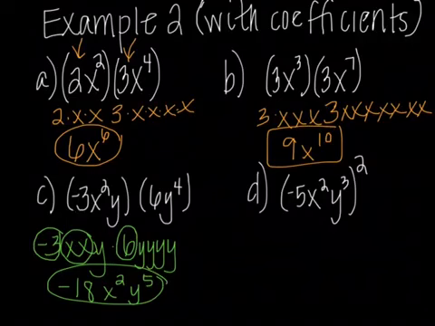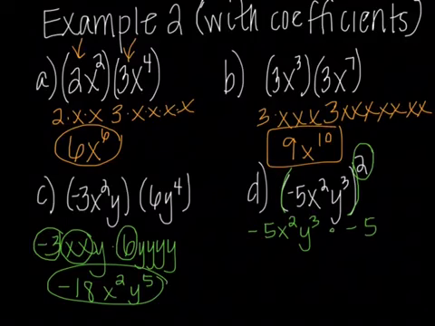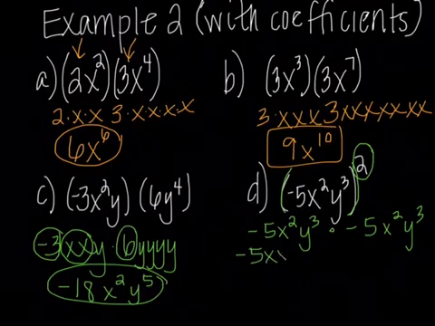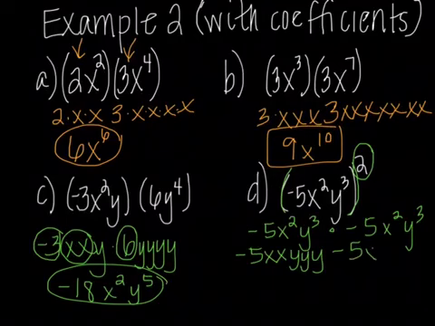Now D might look a little different, but it is the exact same type of problem. Remember that anything raised to the 2nd power I know is just that times itself. So I'm saying it is this whole expression in parentheses times itself. So negative 5x squared y to the third times negative 5x squared y to the third. From here, I can simplify it further. Negative 5 times x times y times y times y. And again, negative 5 times x times y times y times y.